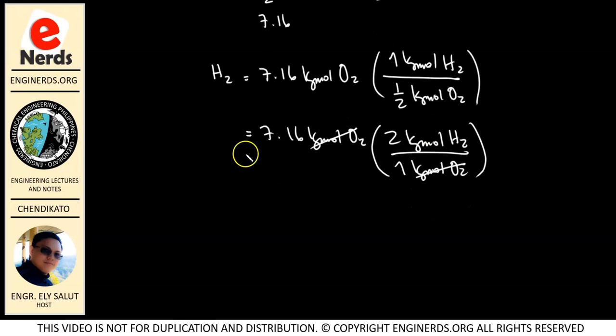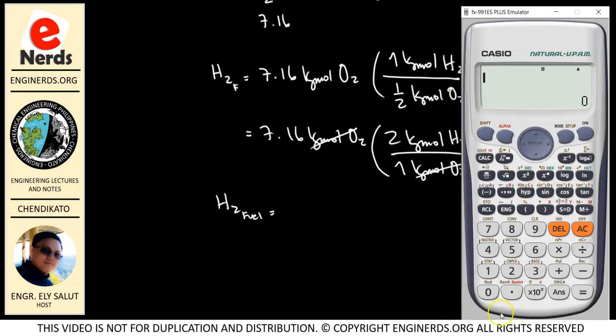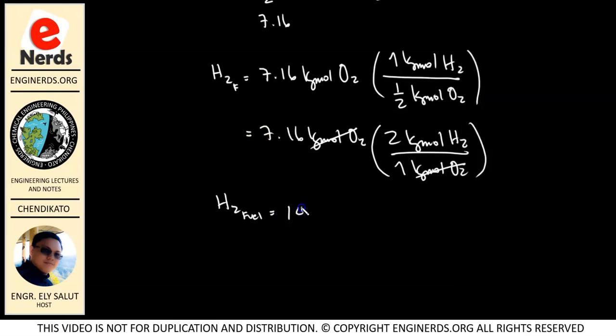So that means our H2 in our fuel is equal to 7.16 times 2. We just need to multiply 7.16 by 2. Let us check: 7.16 times 2 is equal to 14.32. So we have 14.32 kilogram mole of H2. Now we know how much H2 we have in our fuel.